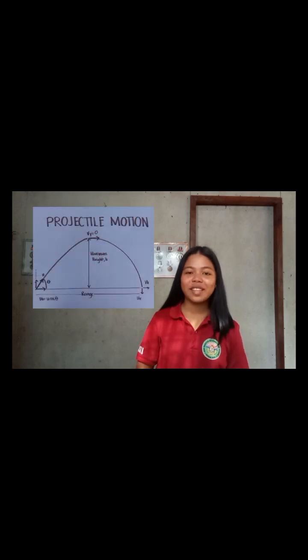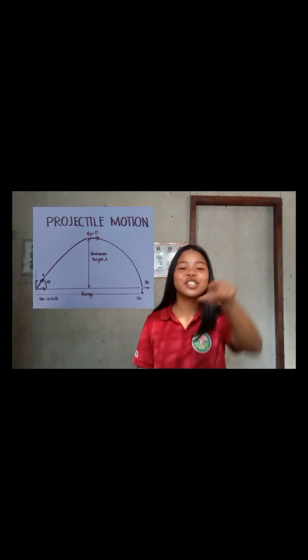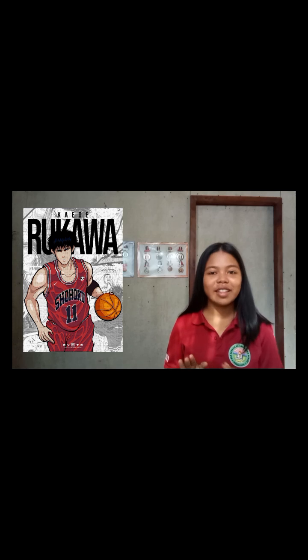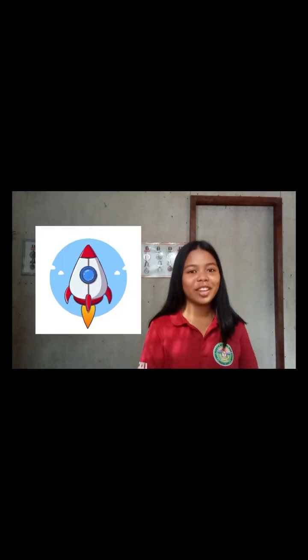So in physics, projectile motion is described as the motion of an object projected into the air and moves into a curved path under the influence of gravity. This kind of motion is commonly observed in our daily lives, such as throwing a ball or shooting a basketball, and even the launching of a rocket.